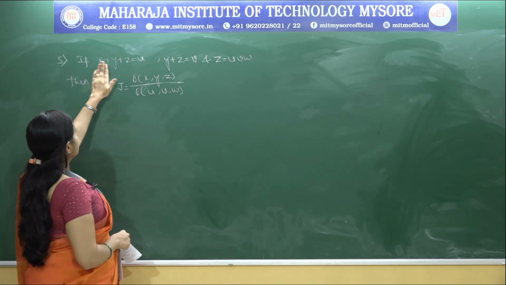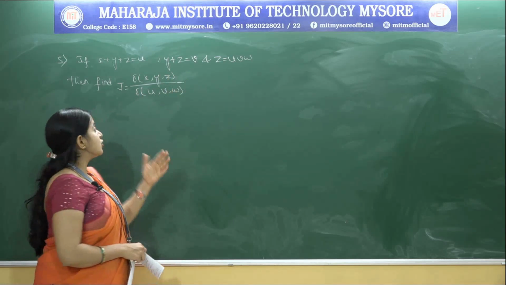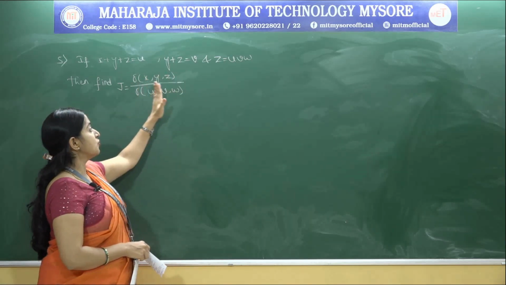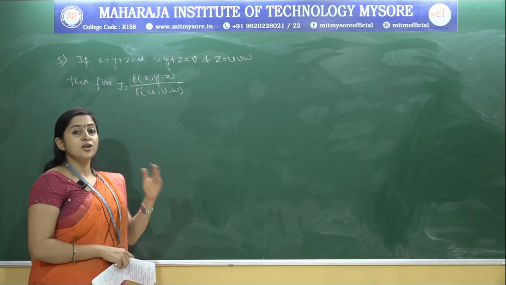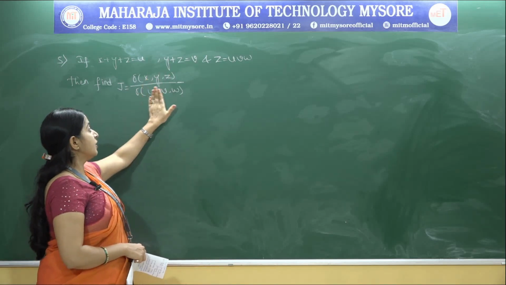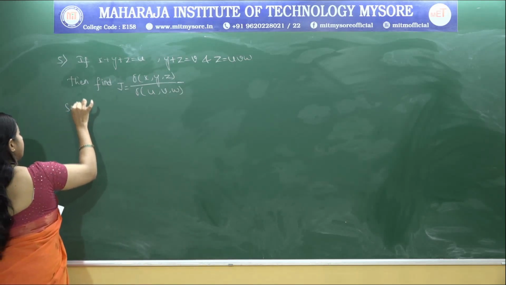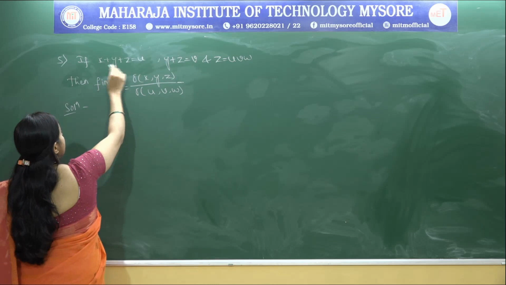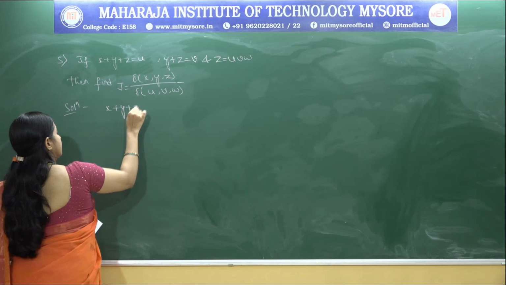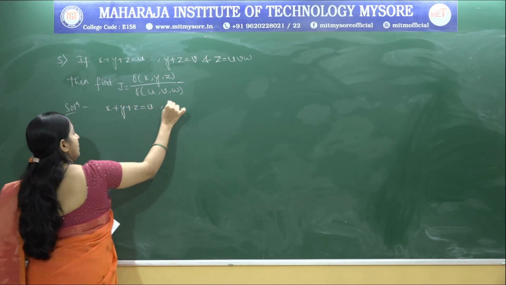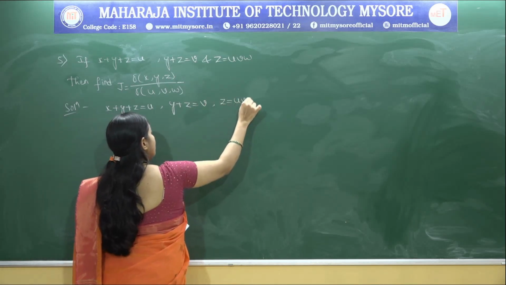In the next problem, the given x plus y plus z is u, and y plus z is v, and z is uvw. But they asked to find the Jacobian of x, y, z in terms of u, v and w. So first, you rearrange the given equations to express x, y and z in terms of u, v and w. So the solution of this: here they gave x plus y plus z equals u, y plus z equals v, z equals uvw.